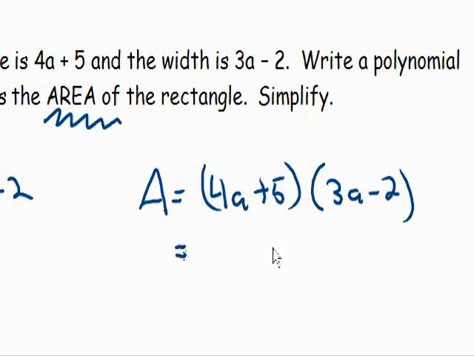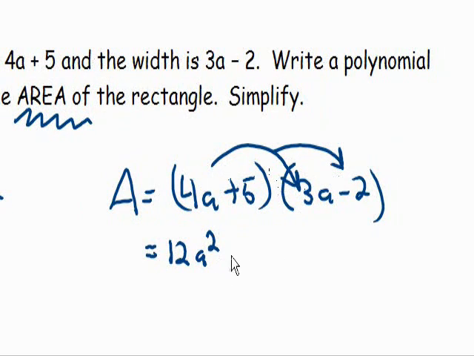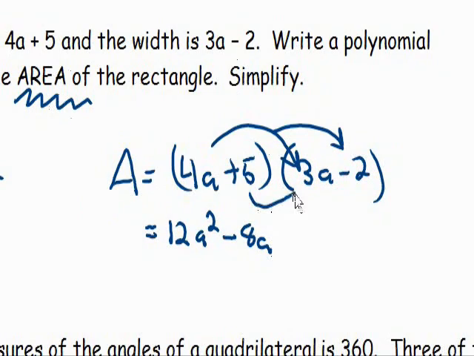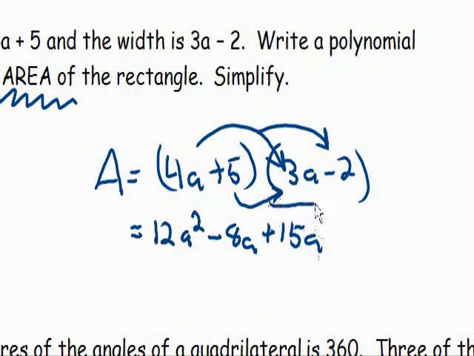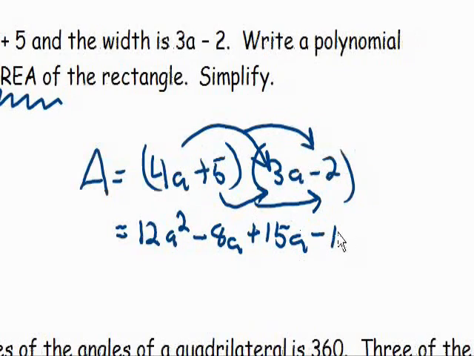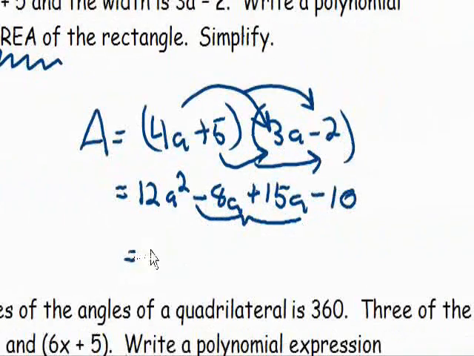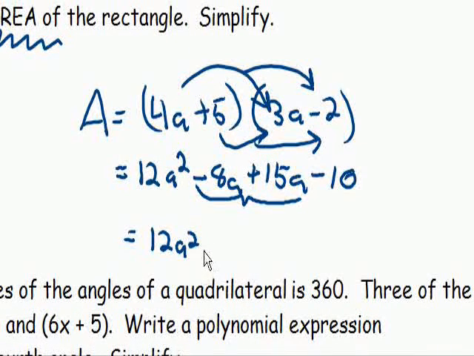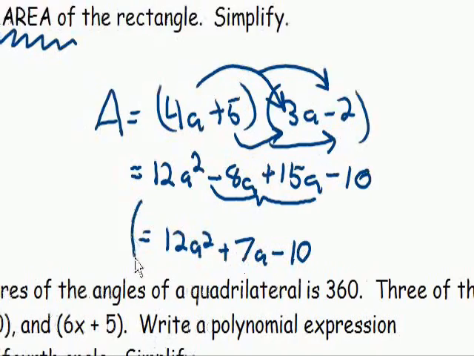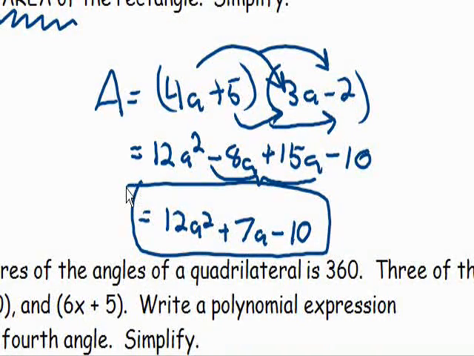Let us double distribute. 4a times 3a is 12a squared. 4a times negative 2 is negative 8a. 5 times 3a is positive 15a. 5 times negative 2 is negative 10. Let's combine these like terms right here. 12a squared plus 7a minus 10 is the area of the rectangle.